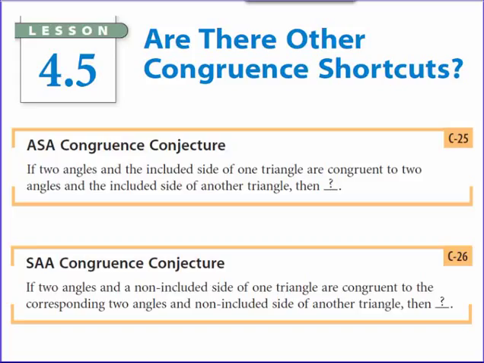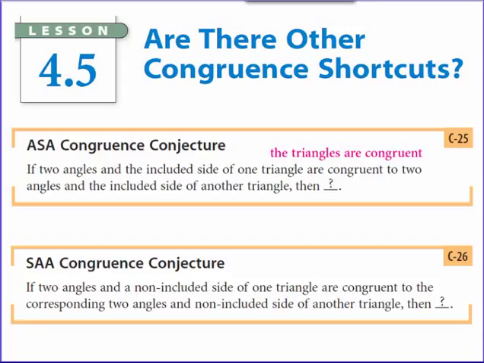Okay, so you've just completed some investigations, and so first of all, if two angles and the included side of one triangle are congruent to two angles and the included side of another triangle, then what could you conclude? Then what are congruent? The triangles. The triangles are congruent. There we go.